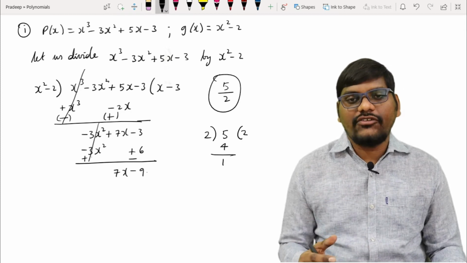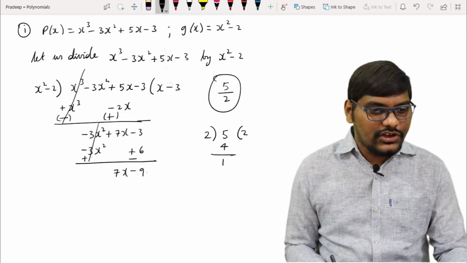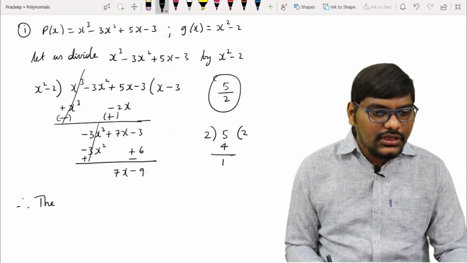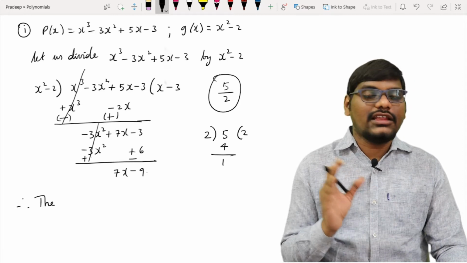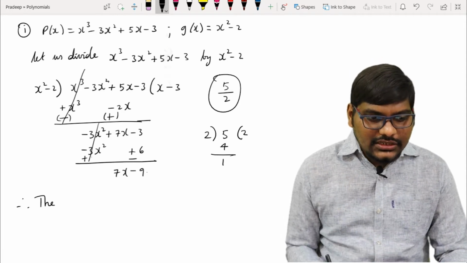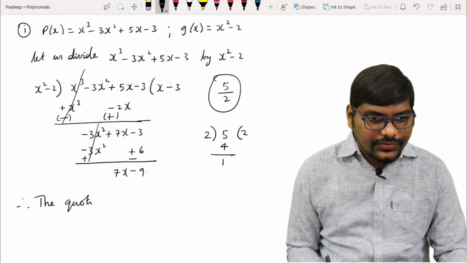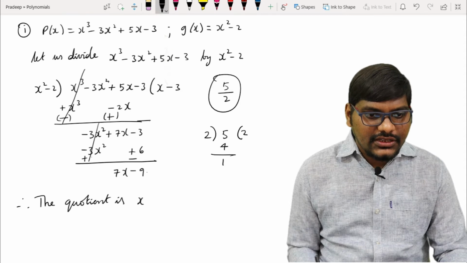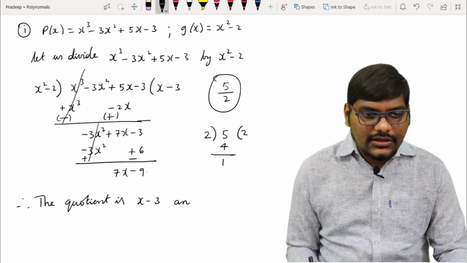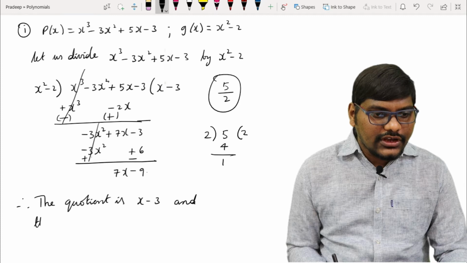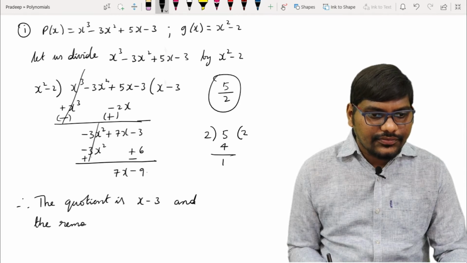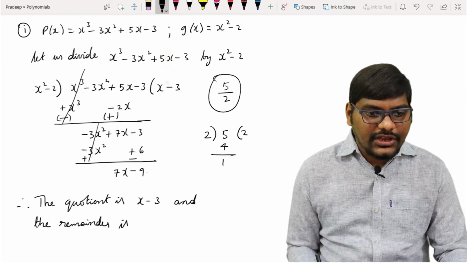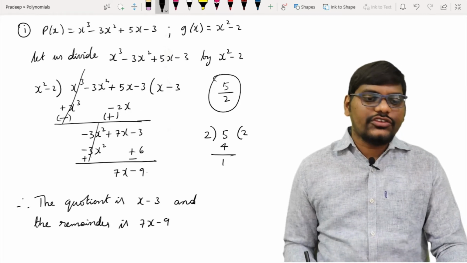Okay, and we'll check whether the values we got are right or not. Before that, I'll write the conclusion here. Therefore, they ask us to find out one remainder, another one quotient. We'll write the same here. The quotient is, we got quotient as x minus 3, and we'll write the remainder also. The remainder is, we got 7x minus 9.